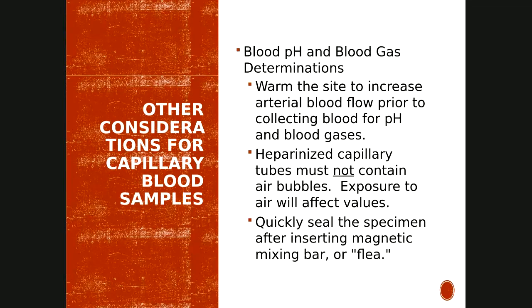Blood pH and blood gas determinations. We're going to warm the site to increase arterial flow prior to collecting blood for pH and blood gases. Heparinized capillary tubes must not contain air bubbles. Exposure to air will affect the results, and quickly seal the specimen after inserting a magnetic mixing bar or a flea. Again, this can be found on page 390 in your textbook.